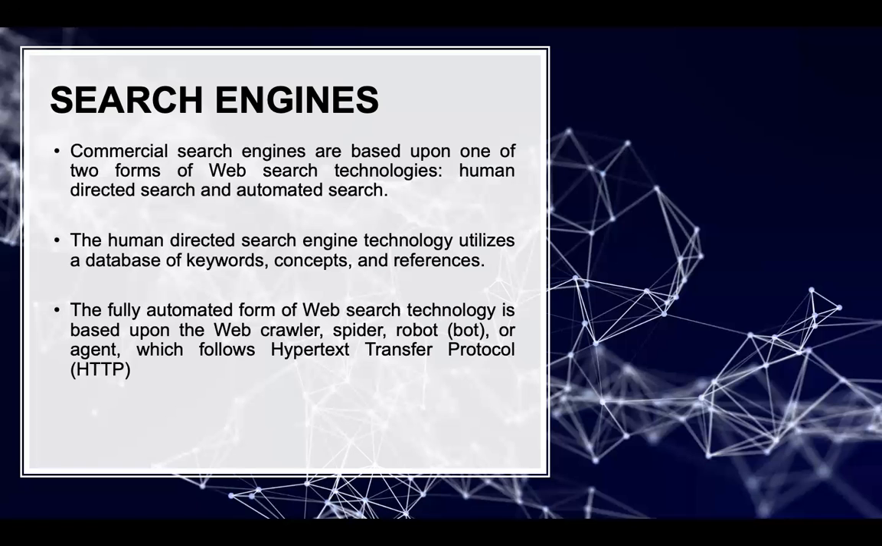The fully automated form of web search technology is based upon the web crawler, spider, robot, or agent, which follows hypertext transfer protocol links from site to site and accumulates information about web pages to create a complex indexing system for storage. This agent-based search technology accumulates data automatically and is continuously updating information.